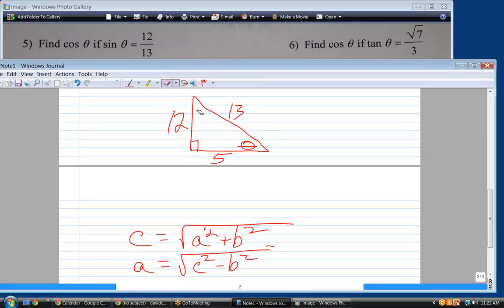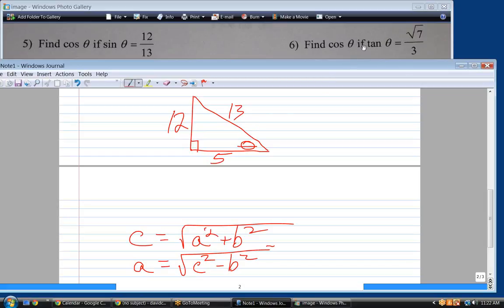Okay? So now that we have the full triangle dimensioned, what's the cosine of theta? Cosine. So 5 over 13? Yes. What's the tangent of theta? 12 over 5. Okay, that's what you want to get good at. It's going to take practice and drilling and memorizing, but the way you're going to memorize these things is by just doing a bunch of these.